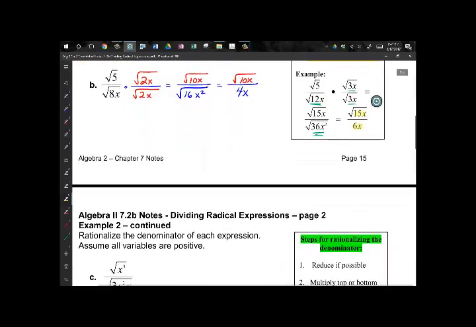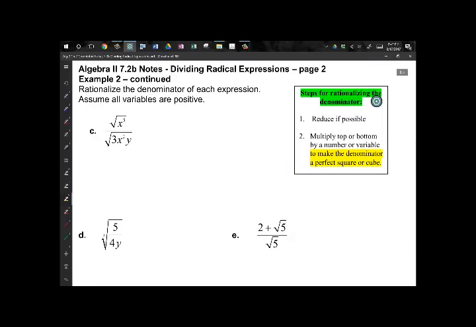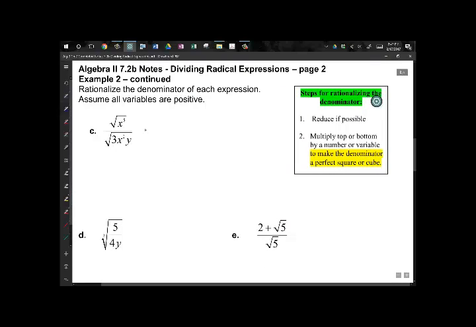Let's keep looking at some examples down here on our second page. We have x to the fifth over the square root of 3x squared y. Well, the first step in this problem is going to be to reduce as much as possible. So we're going to cancel two of those x's and leave x cubed on the numerator. In the denominator, we're going to have the square root of 3y because all of our x is canceled.